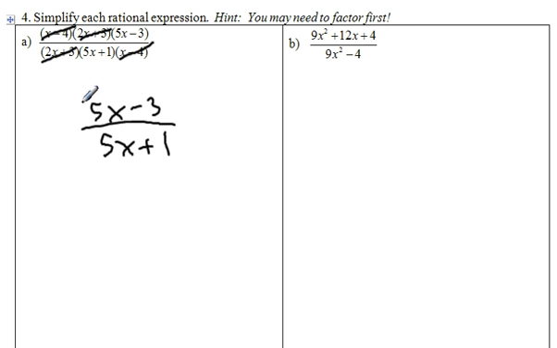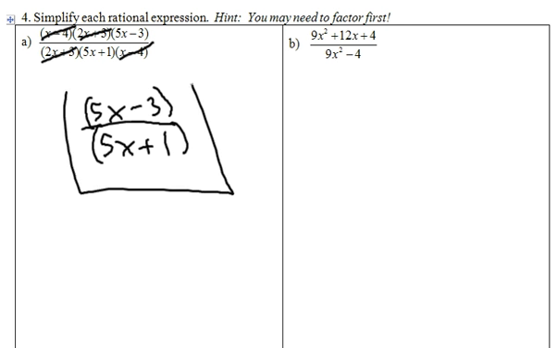I know it's tempting to cancel the 5x's, but 5x minus 3 is itself an entire term, and so is 5x plus 1. So you could only cancel a 5x plus 1 with another entire 5x plus 1. The individual 5x's, since they're not being multiplied to this last number, you can't cancel those out. The entire term has to go at once. So this is the final answer. Nothing else reduces.